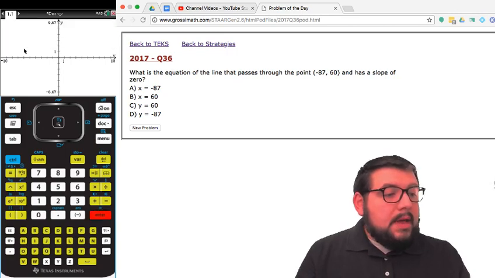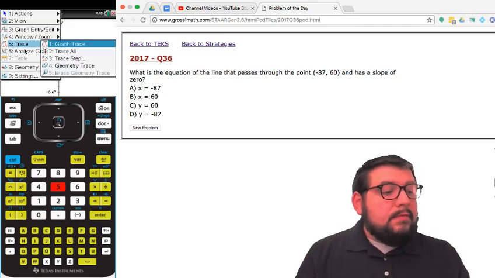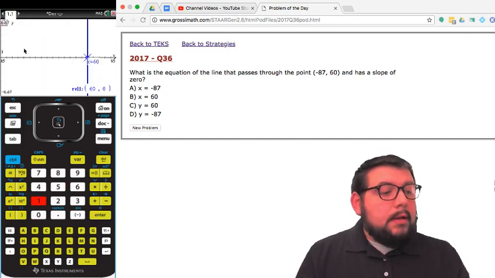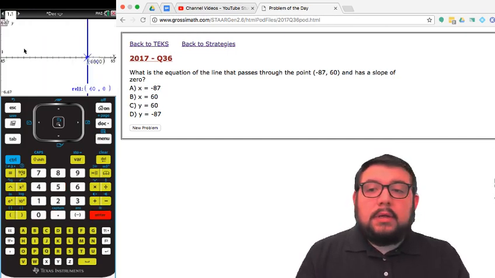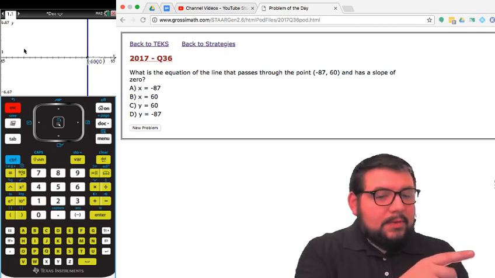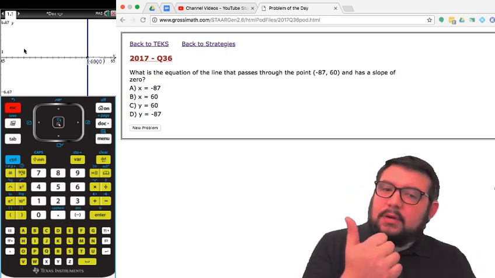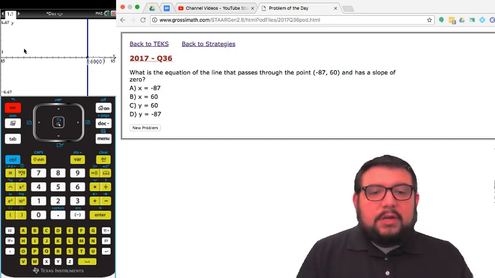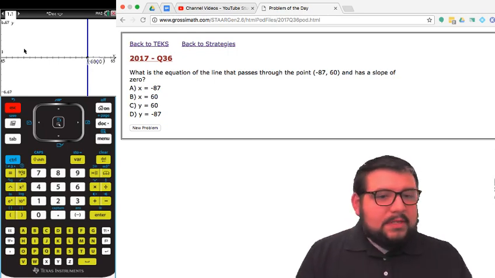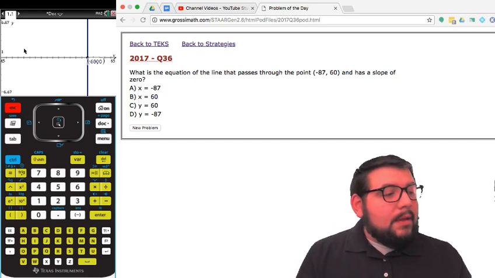Okay, now I'm going to do menu, 5, 1, enter, escape. I feel like it's awkward that I keep looking to this side. My calculator's over here. You guys see it over there, but mine is over here. So just bear with me.